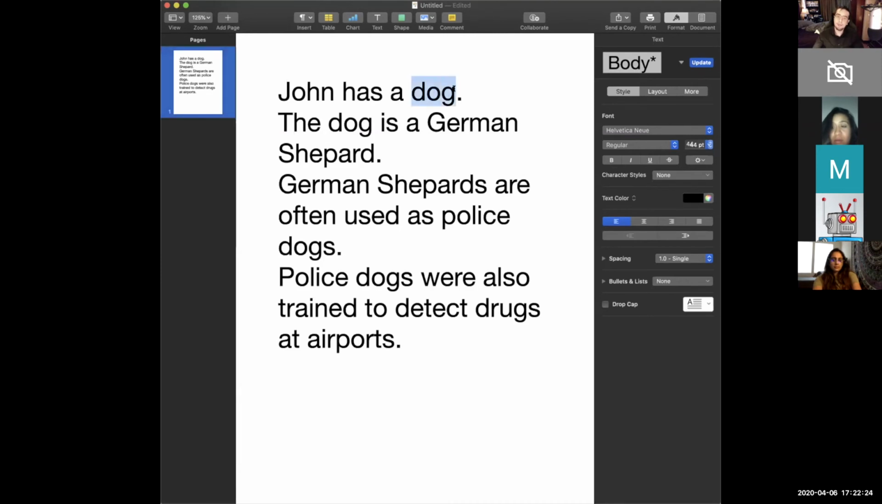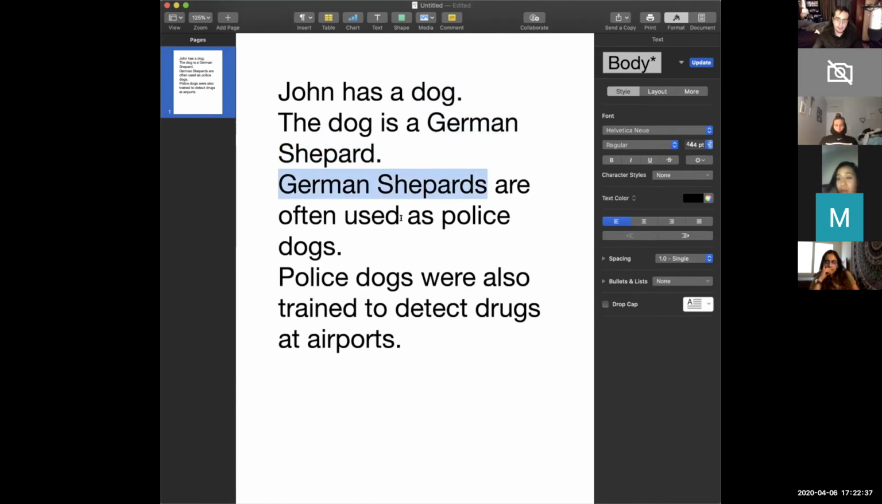So John has a dog. Dog is the new information in this sentence. Now let's go to the next sentence. The dog is the old information. German Shepherd is the new information. Now when we go to the next sentence, German Shepherd is the old information, and used as police dogs is the new information. Police dogs in the next sentence is the old information. And then used to detect drugs at airports, that's the new information.